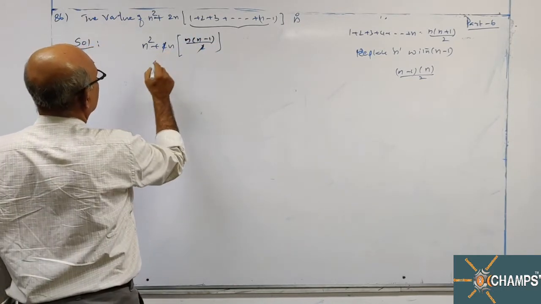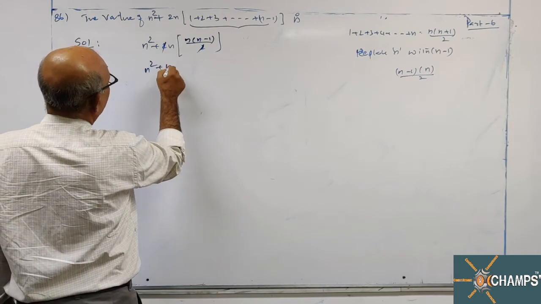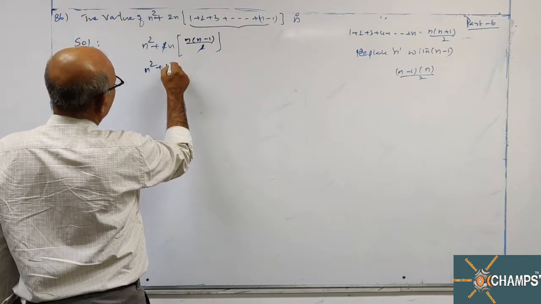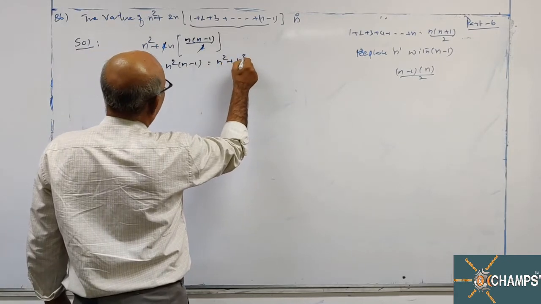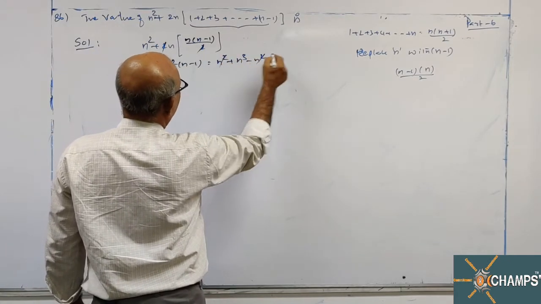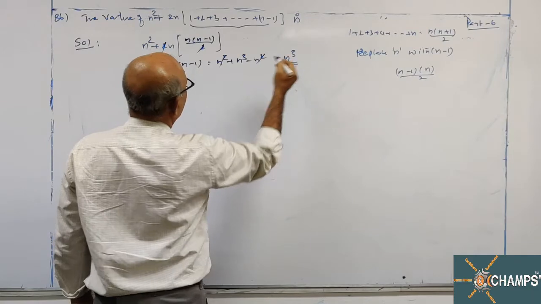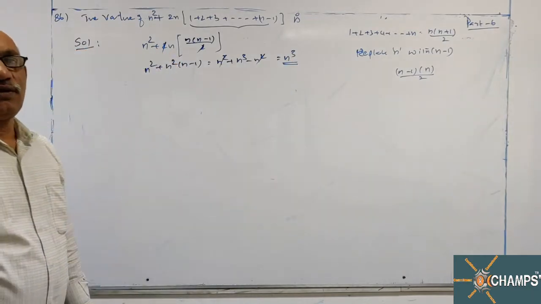2 cancels. N square plus n into n square into n minus 1, that is n square plus n cube minus n square. This is equal to n cube. So the value is equal to n cube.